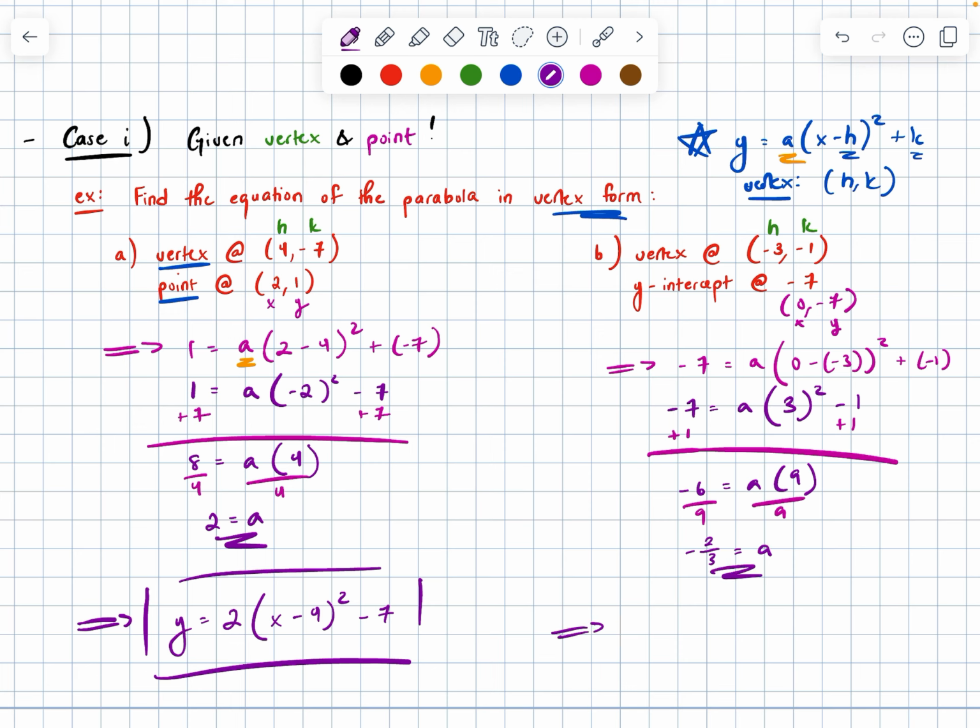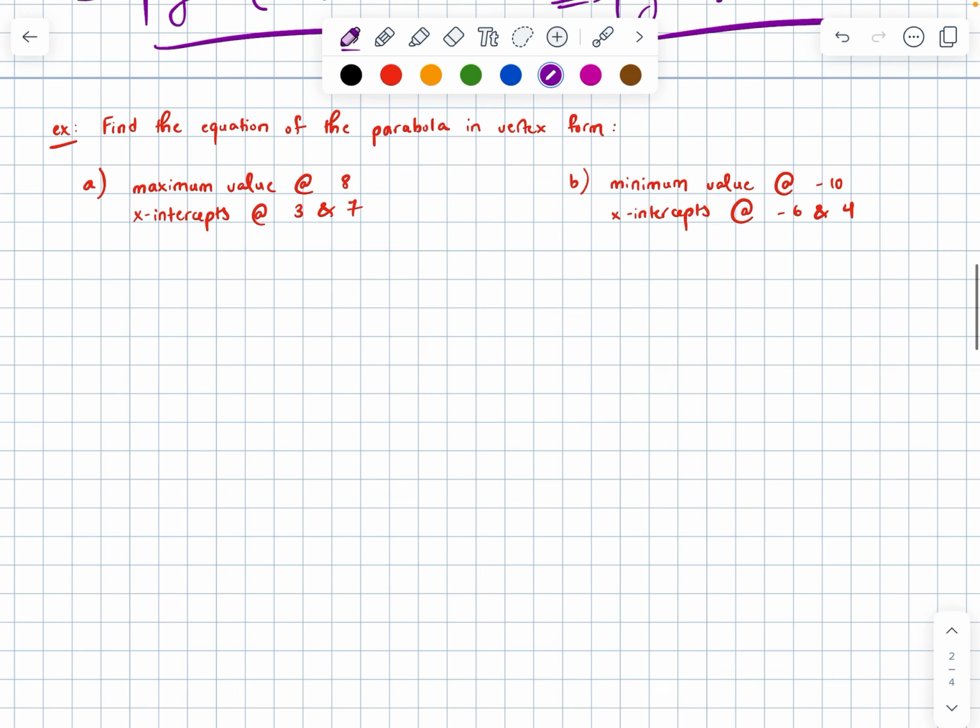From here, I've got my a, I've got my h, I've got my k. Substituting in, y equals negative 2/3 times x minus h, so that would be x minus negative 3, which we'll write as plus 3 for the sake of space, plus negative 1 at the back, which we'll once again write as minus 1. Beautiful! Let's try a slight variation of this problem.